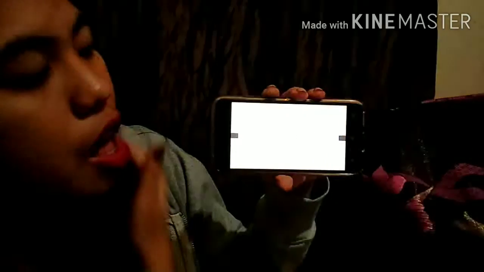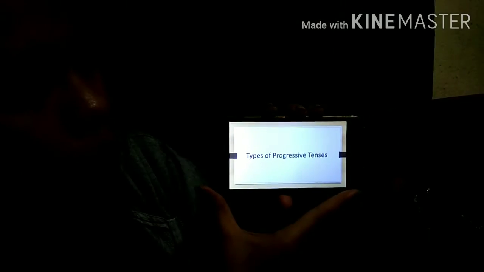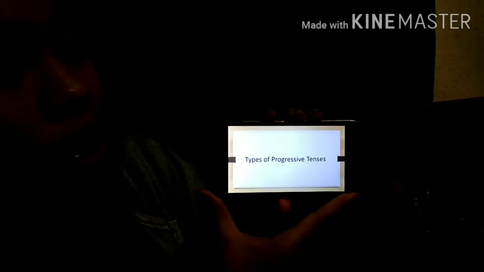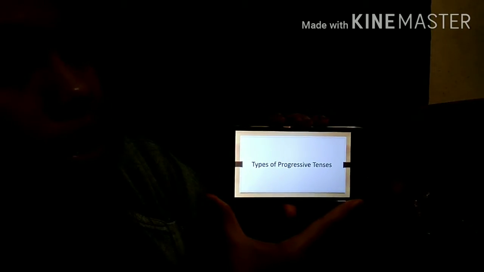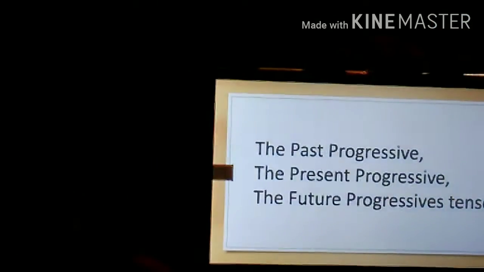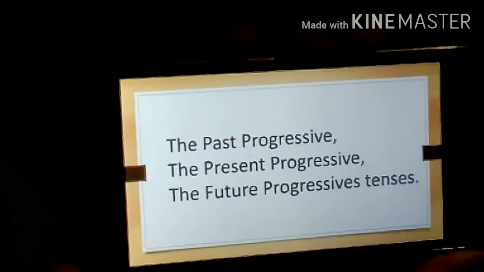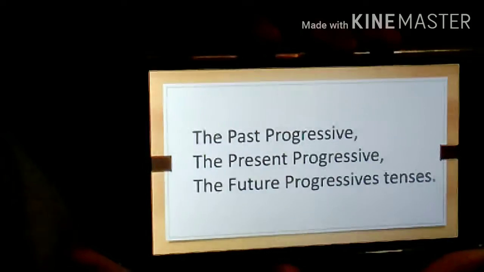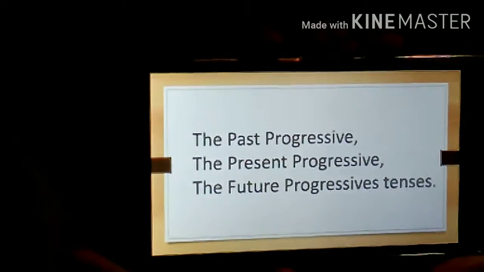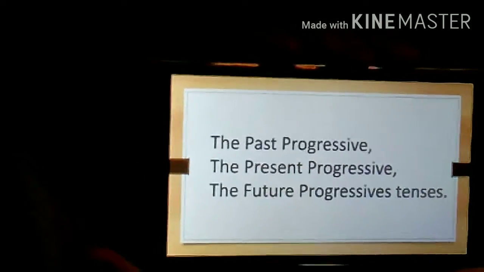Next, there are types of progressive tenses. There are 3 types of progressive tenses. These are the past progressive, the present progressive, and the future progressive tenses. Are you familiar with these 3? If not, I'm going to discuss it to you one by one.